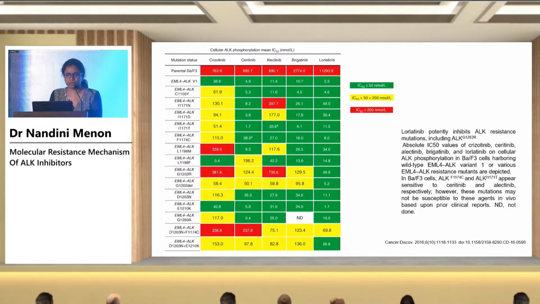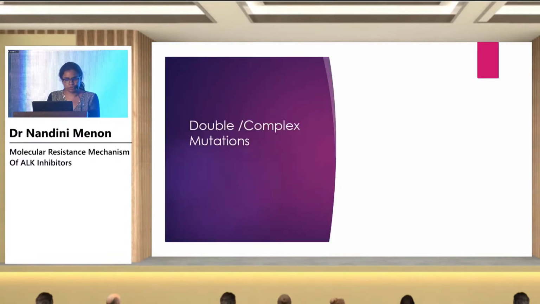So this shows the efficacy of all the 5 ALK inhibitors in various ALK mutations. Basically it shows the IC50. So if you have a green block, it means your IC50 is less than 50 nanomoles per liter, which means your drug is very efficacious. The red indicates resistance, and like you can see, G1202R is resistant to crizotinib, alectinib, and even has a very high IC50 for the other 2 drugs, that is ceritinib and brigatinib, and only lorlatinib has an IC50 of less than 50 nanomoles.